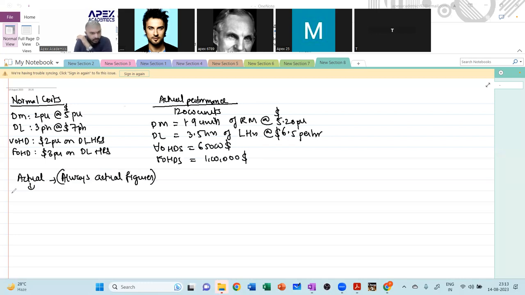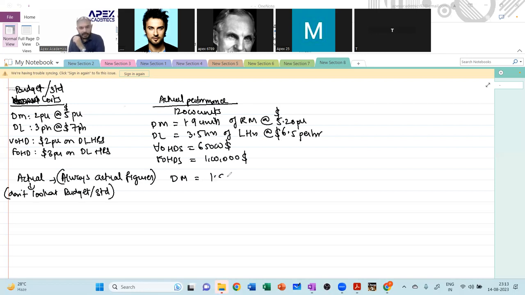When you are doing actual, don't even look at your budgeted costs or your standard costs. Don't even look at them. Don't look at budget or standard. So for direct materials, what will it be like?